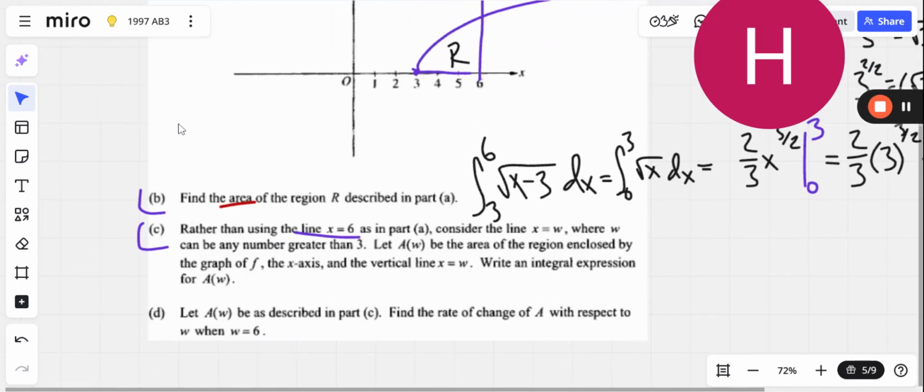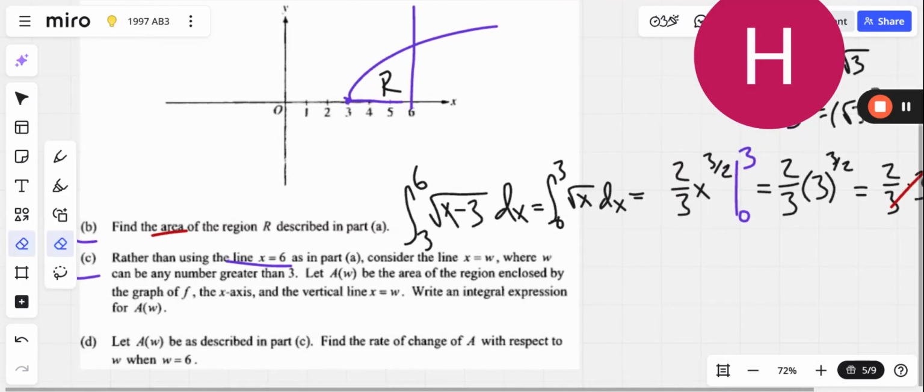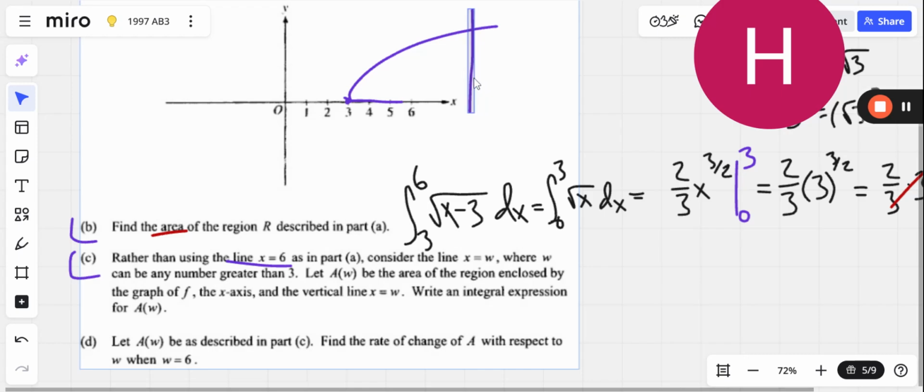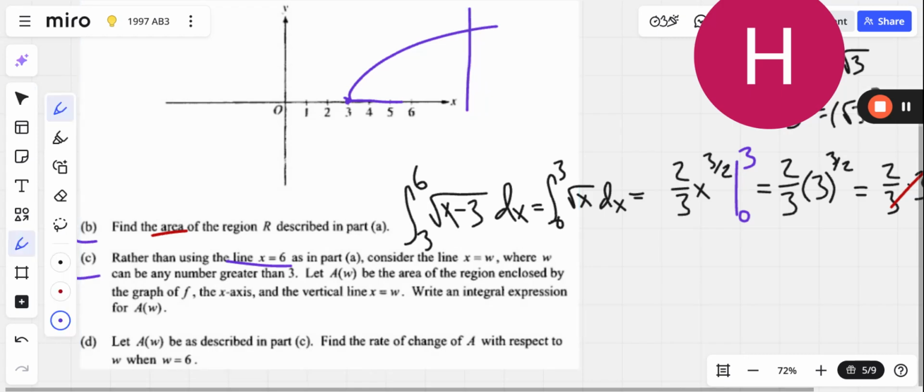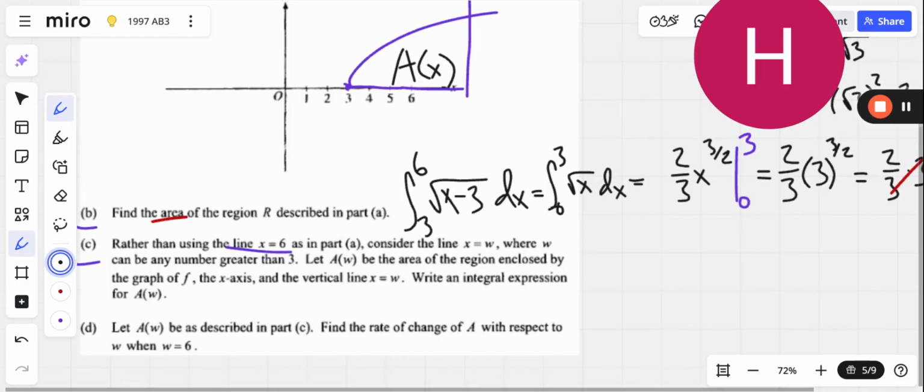Let A be the area of the region enclosed by the graph. So instead of using R now, we're going to call that area A, and let's just drag this to some arbitrary place out here, just to indicate that it could be at some different place. And this is going to be A of w. That's what we're calling it.